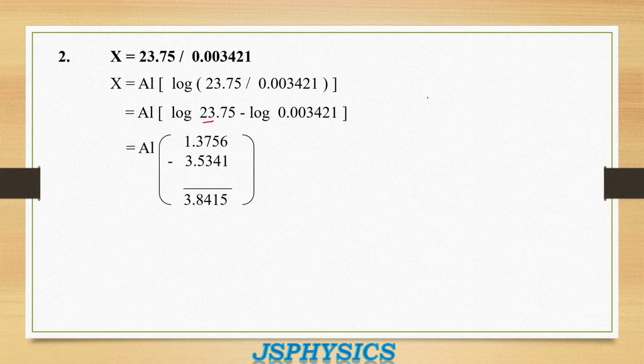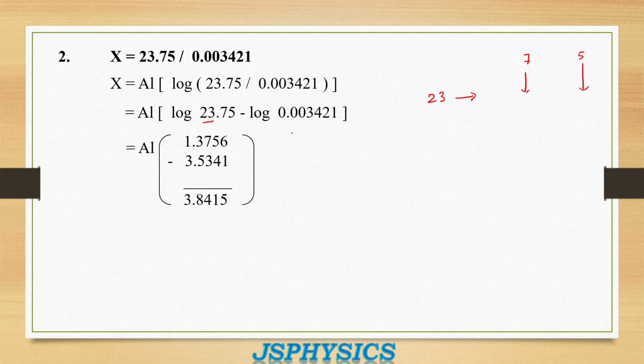Now to find the mantissa, we look in the row of 23 under the column of 7 and the mean difference column of 5. We have to add these two numbers. When we add these two, the answer comes out to be 3756. So the log of 23.75 will be 1.3756.